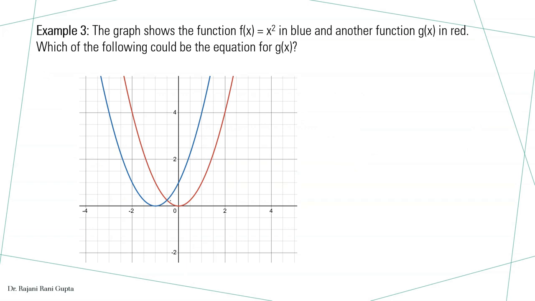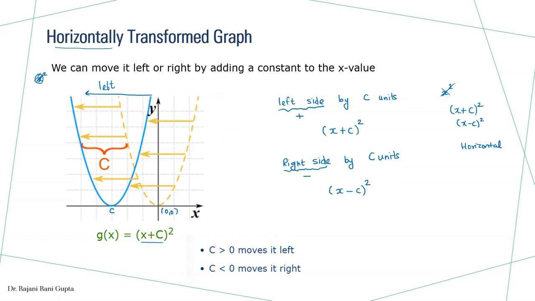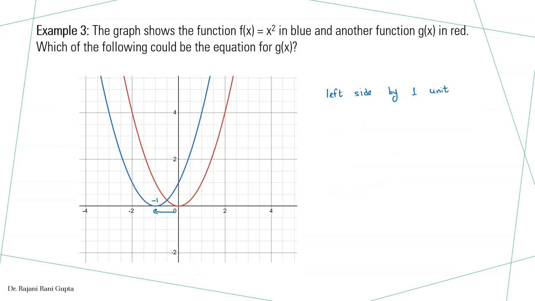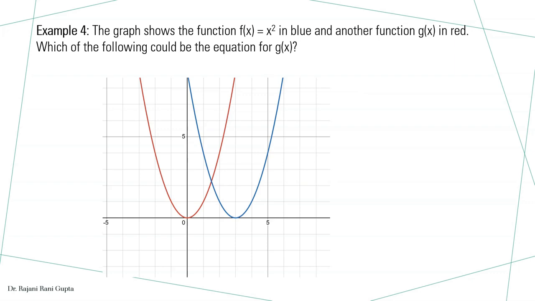So see here what's happening. This is your original graph, this is the modified one. So it's moving towards the left side by how many units? If this is 0, this is minus 2. So this is minus 1. Again, you just look at the number, by 1 unit. So see here, left means plus. Okay. So left means plus. So your function will be x plus 1 and its power 2, because 1. Okay. Another question. What happened here? It's on the right side.